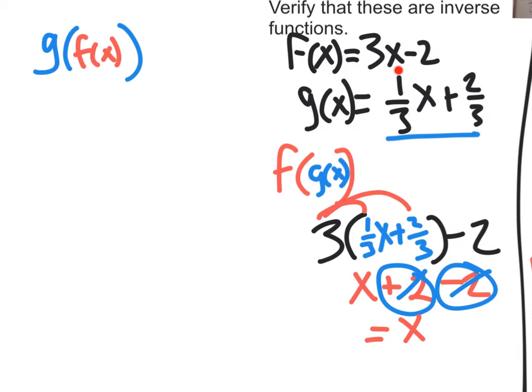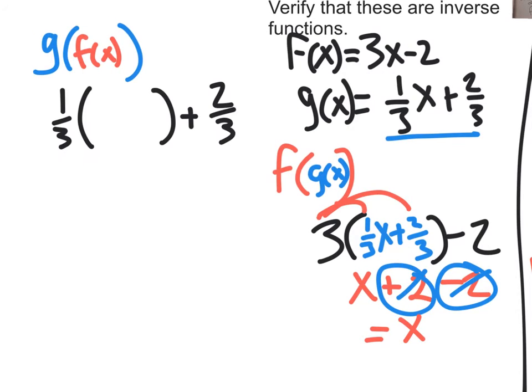So let me rewrite my g of x, but instead of the x, let me put parentheses, a pretty big parenthesis because this is a binomial. So there's my g of x function. All I'm going to do is plug my f of x function into it, the 3x minus 2. I'm going to plug it right into those parentheses. After you plug it in, we're going to distribute the 1/3. 1/3 times 3x, the 3's cancel. You have a nice beautiful x.